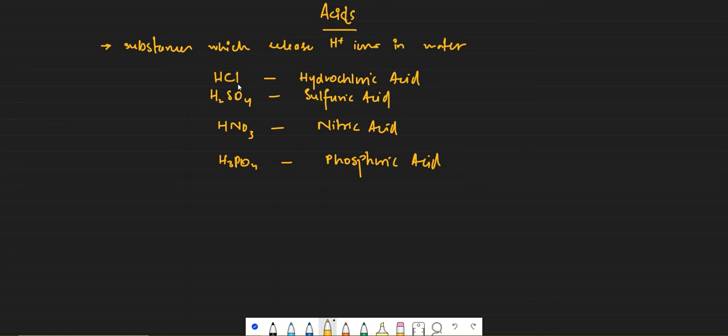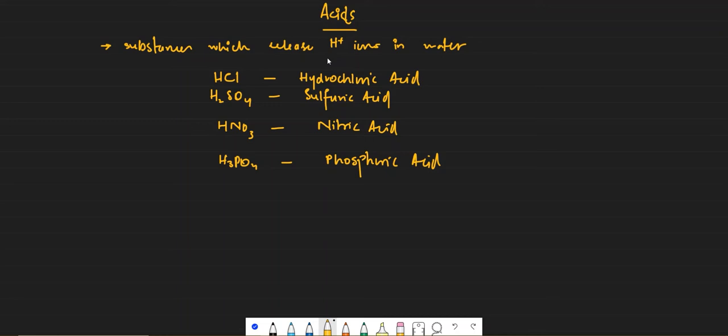H2SO4, sulfuric acid, nitric acid, or phosphoric acid, when they are not aqueous, when they are in pure form, they actually cannot act as acids, because acidity is determined by the amount of hydrogen ions that are released by a particular substance in water.